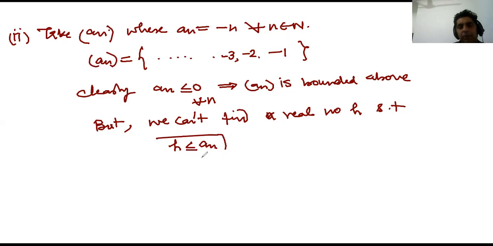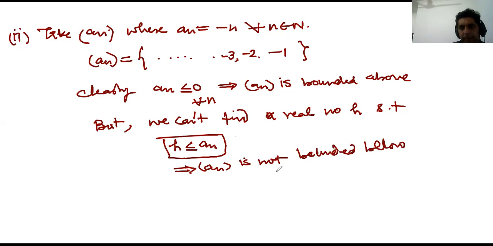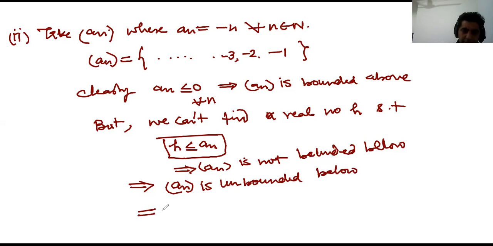We will never be able to find such a number. Whatever we find, you will get one smaller than that. So this means that an is not bounded below. This means that it is unbounded below, and this further implies that an is unbounded.